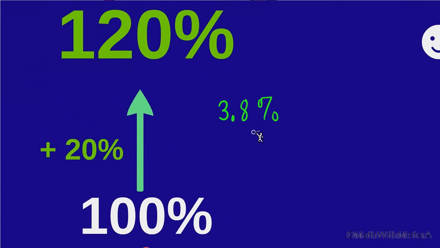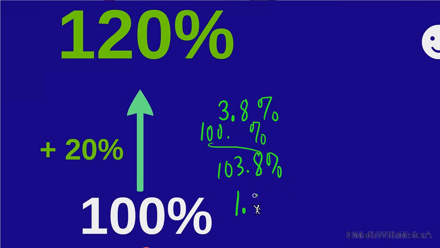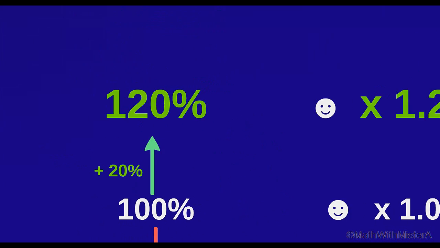To increase a number by 3.8%, we know starting at 100%, this time we are adding for the increase. And 3.8 plus 100% equals 103.8%. There's our increase from 100% by 3.8 up to 103.8. And write that number as a decimal, and multiplying any number by 1.038 will increase it by 3.8%.